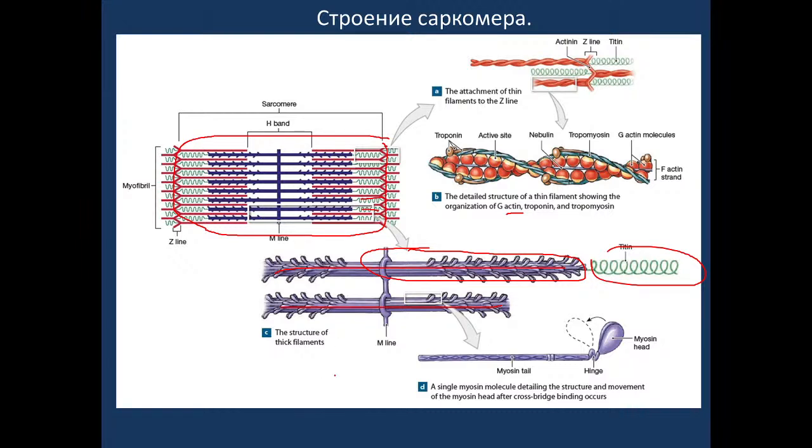Supporting proteins hold the thick filaments together at the center of the H zone. We call this the H zone here, and here you see as well the M line, so named because it is at the middle of the sarcomere. So that is the H zone, but the M line is here, and that is a typical structure of the myofibrils.